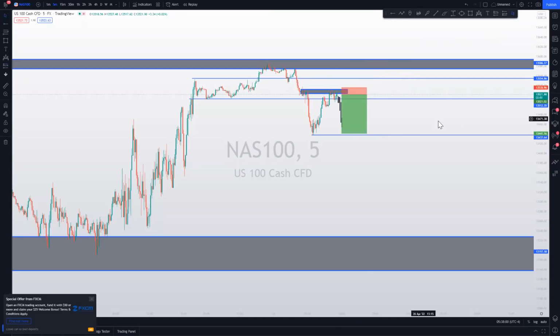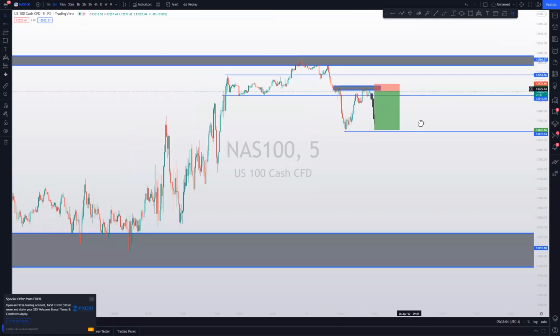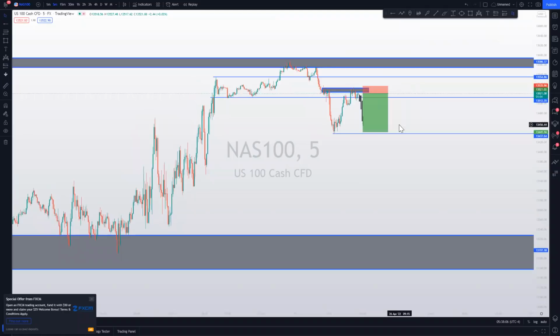Is this the reduced risk entry? Is this the risk entry? Yeah, it's a risk entry because I don't have any confirmation. You understand? The market didn't confirm with anything that it's about to do this. So okay, it's fine. Let me take the risk entry setup.